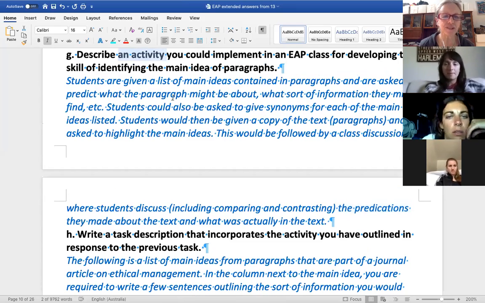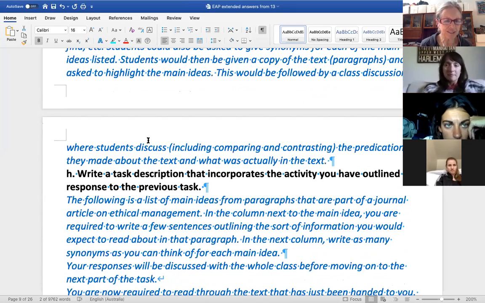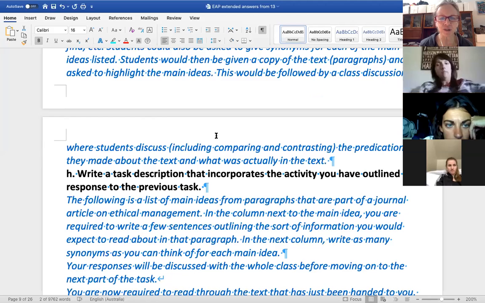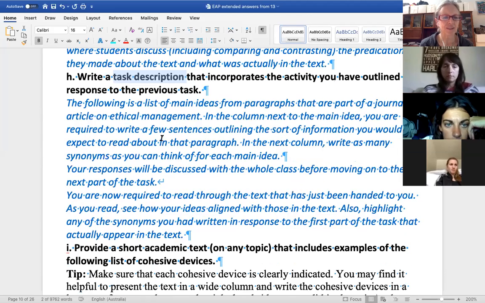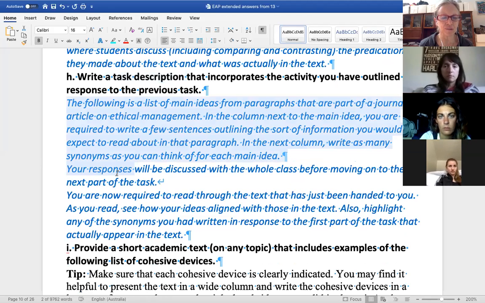So, yeah, the activities we could do. Write a task description that incorporates the activity you have outlined in the response to the previous task. The following is a list of main ideas from paragraphs that are part of the journal article on ethical management. In the column next to the main idea, you are required to write a few sentences outlining the sort of information you would expect to read about in the paragraph.